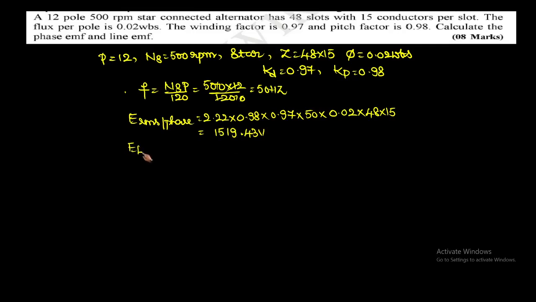And he is asking for the line EMF. Because it is a star connected alternator, we will multiply by √3 times the E phase. So √3 into 1519.43, the final answer you are going to get is 2631.65 volts. Okay, that is the solution.